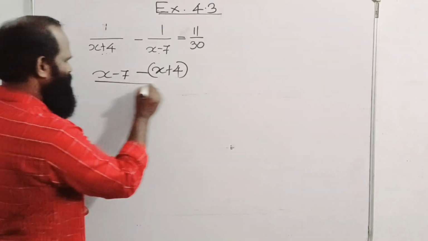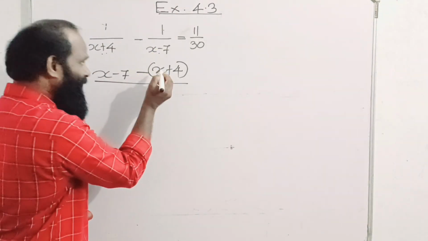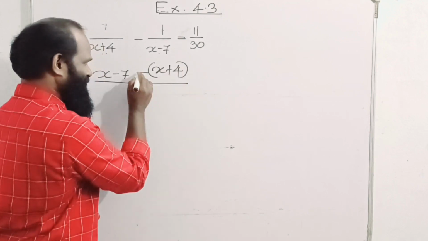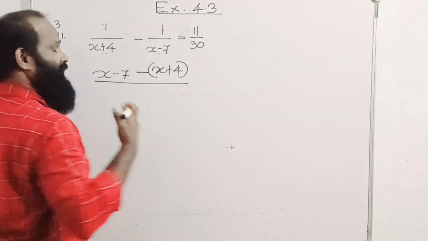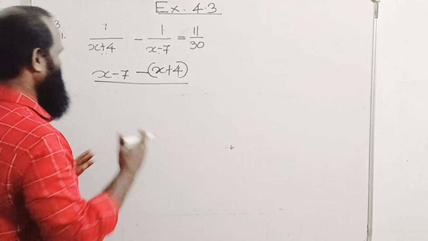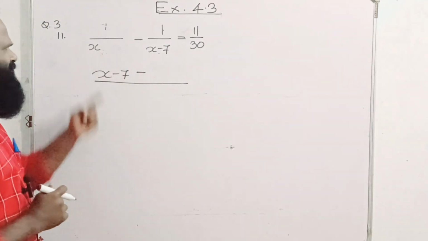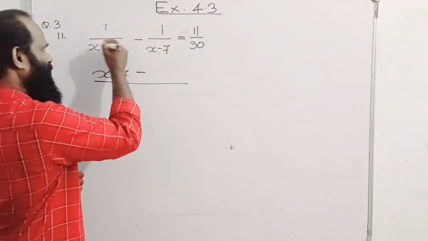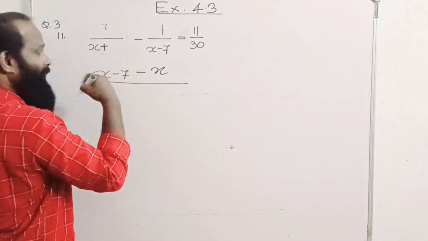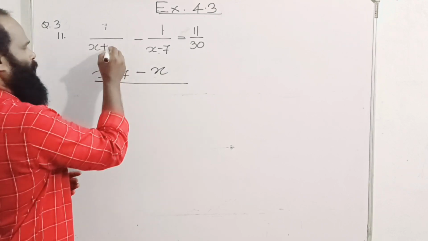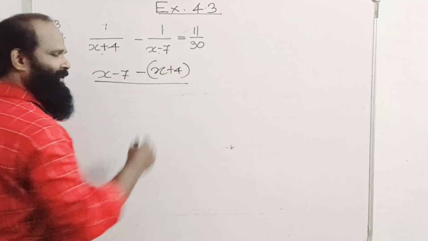And now, we have multiplied 1 into x minus 7, and minus 1 into x plus 4. This is in a bracket because there is a minus sign. If it was a monomial, a single term, there is no need of putting a bracket. So for example, if this term was simply x, you could have straight away written 1 into x. No need of any bracket. But if it is a binomial or a trinomial, you must put the product in a bracket.